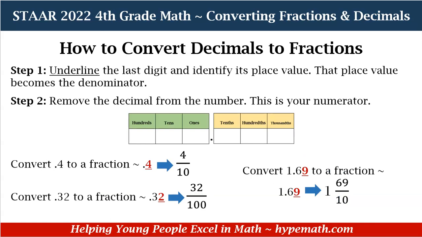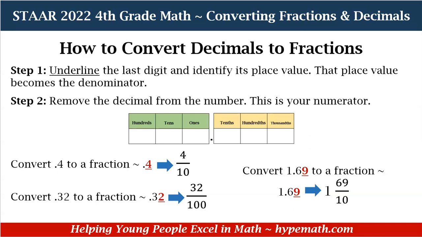Now let's see how we convert decimals to fractions. Our first step is underlining the last digit and identifying its place value. That place value becomes the denominator. Step 2, we're going to remove the decimal from the number. This is our numerator. So let's look at our examples.